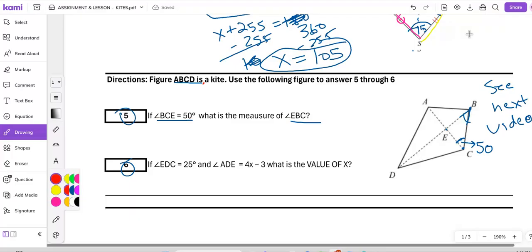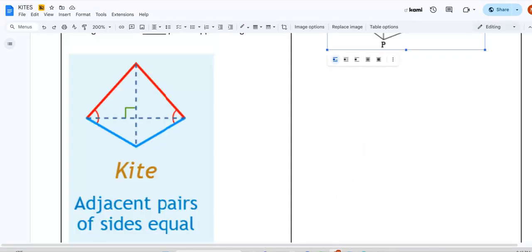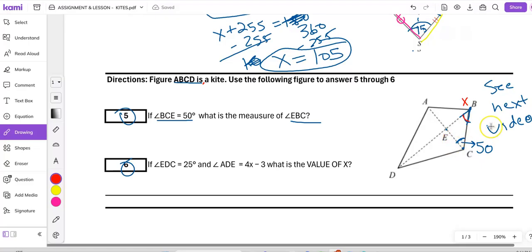Let me get this in a different color. We're looking for this one right here. That's our x. What is that equal to? Well, remember, a kite splits its angles into 90-degree angles, right? It splits it into 90-degree angles, right? So that means these are two angles of a right triangle. So this right triangle right here, right?